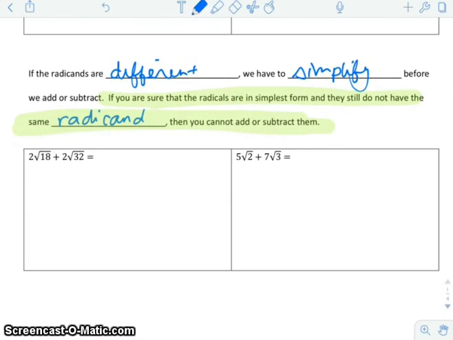It would be like having x to the 4th plus x to the 7th. They're not like terms, the same variable, but they don't have the same exponent. You can't add or subtract them, that's as good as it gets. So let's look at this first example.